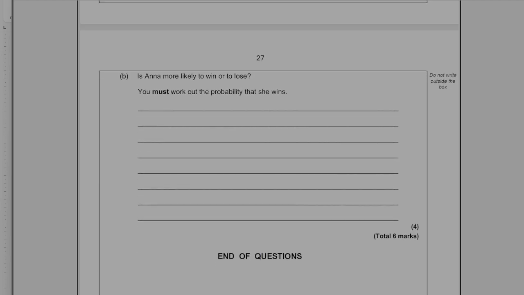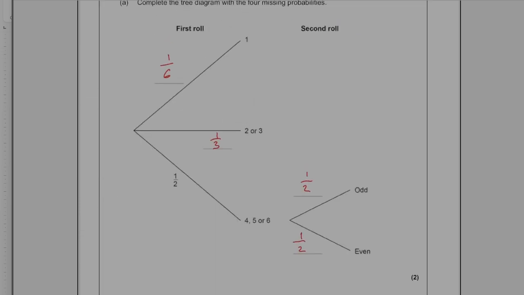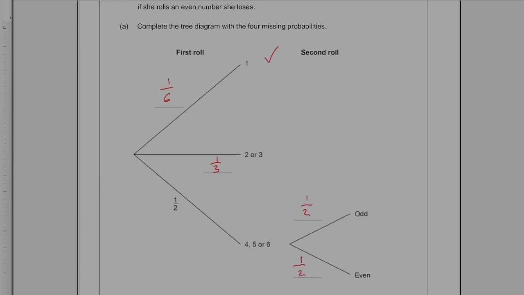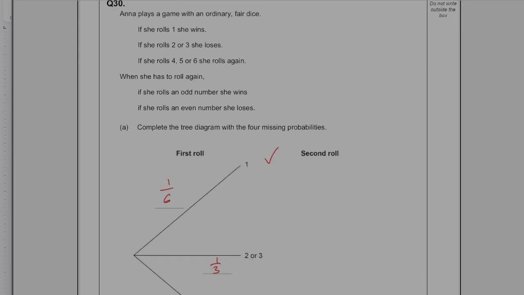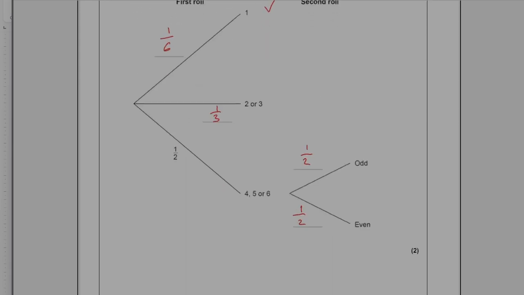Right, part B. Is Anne more likely to win or lose? You must work out the probability that she wins. Okay, so let's work out the probability that she wins. So probability that she wins, I'm going to call PW. So probability that she wins is this branch, or this branch. And we need to add them together.